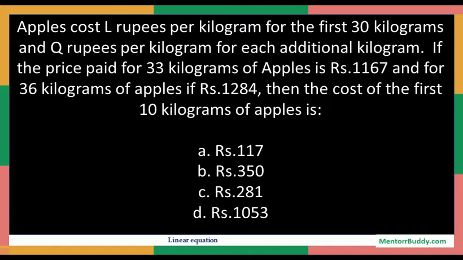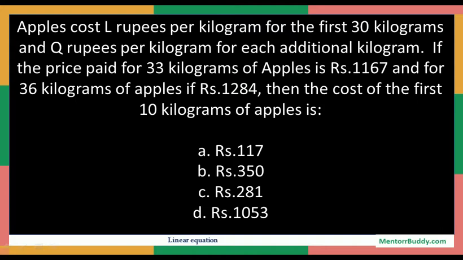additional kilogram. If the price paid for 33 kilogram of apple is rupees 1167 and for 36 kilogram of apple is rupees 1284, then the cost of the first 10 kilogram of apple is how much? And the listed options are 117, 350, 281 and 1053 rupees.